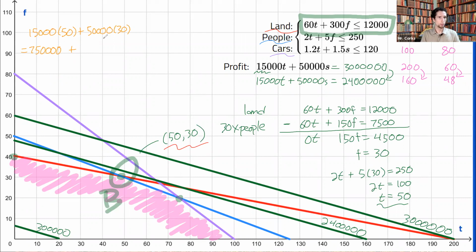So 2,250,000. One more zero. So then our number is 2,250,000, so 2.25 million. Okay. So there is the actual profit that we would get. So here's how we get that profit, 50 and 30. That's the maximum. And that's the actual number they can expect.